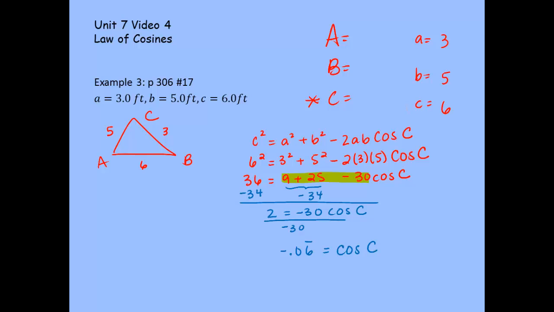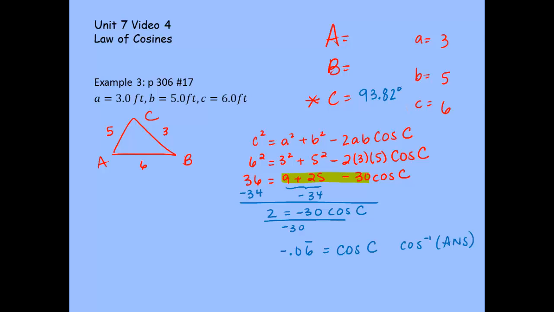So what do I use? Cosine inverse. So cosine inverse of your answer that you've got in your calculator will give you the angle measure for c. And I come up with angle measure of c to be 93.82 degrees.